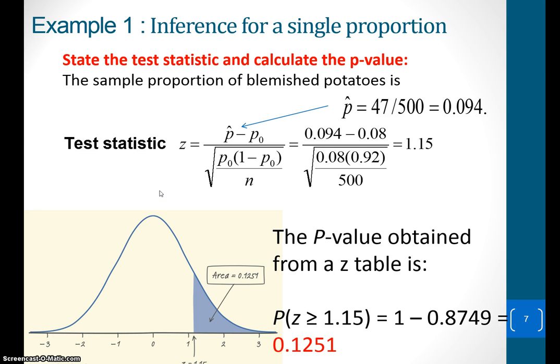We can now look this up either in a table, or use our calculator, or use software. Here I've looked it up in a table. So the p-value of obtaining this particular proportion, given the hypothesis is true, is 0.1251. The probability of z being greater than or equal to 1.15 is equal to 1 minus 0.8749. This is the value I got from the table, subtracted from 1 because I want the greater region, which is 0.1251. So that would be our p-value.